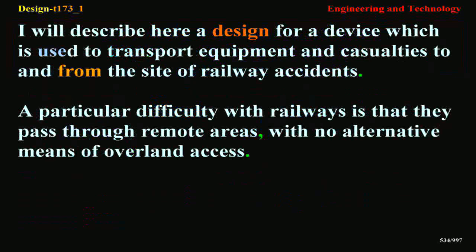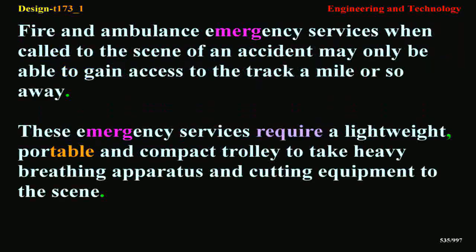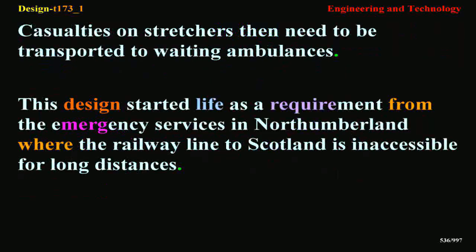I will describe here a design for a device which is used to transport equipment and casualties to and from the site of railway accidents. A particular difficulty with railways is that they pass through remote areas, with no alternative means of overland access. Fire and ambulance emergency services when called to the scene of an accident may only be able to gain access to the track a mile or so away. These emergency services require a lightweight, portable and compact trolley to take heavy breathing apparatus and cutting equipment to the scene. Casualties on stretchers then need to be transported to waiting ambulances.